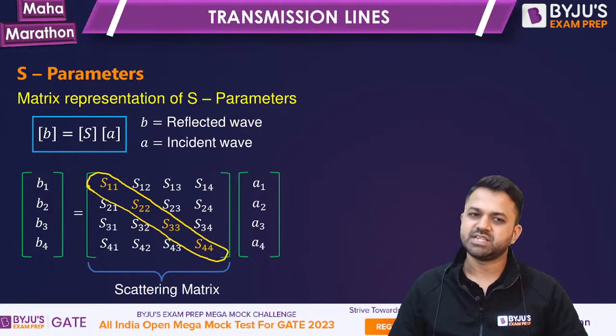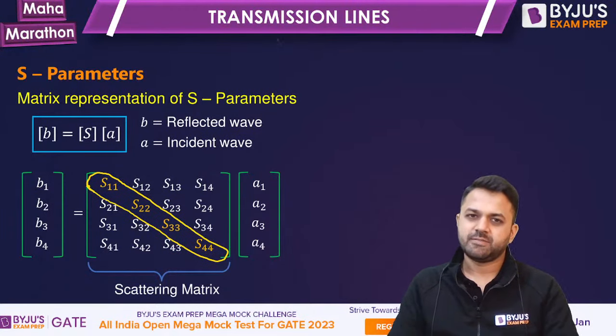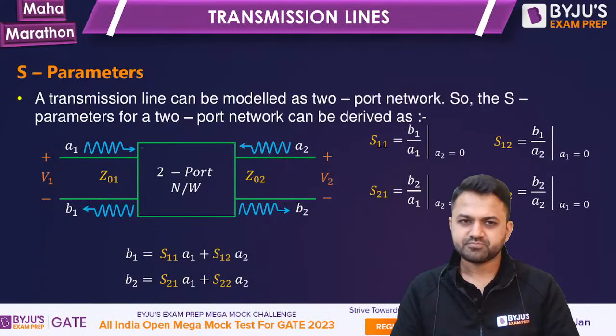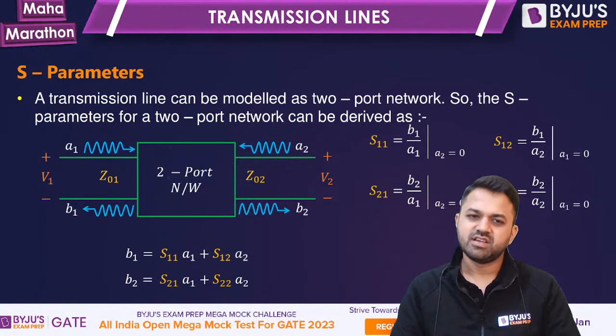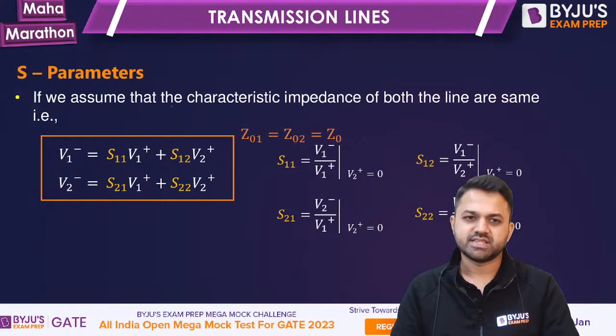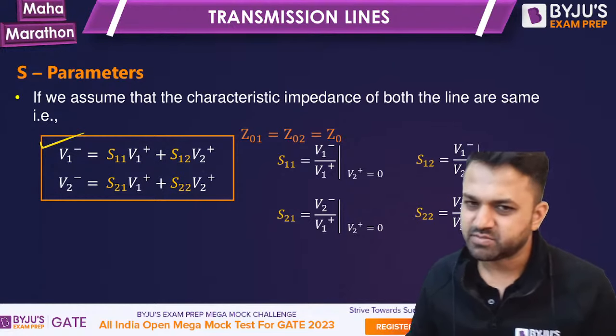So the diagonal elements are called the reflection coefficients. For the two port device, we can write the 2 cross 2 matrix, which is very easy. And yes, we can write it like this. This is S11, V1. You can write it in terms of B.